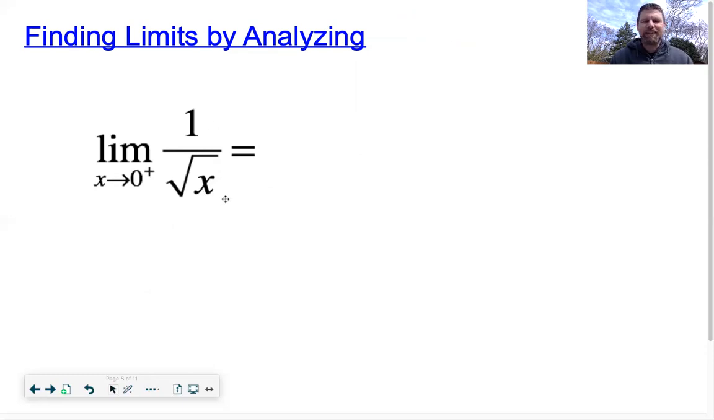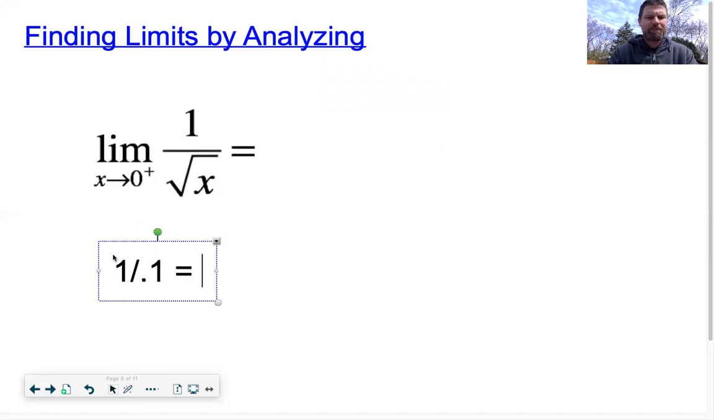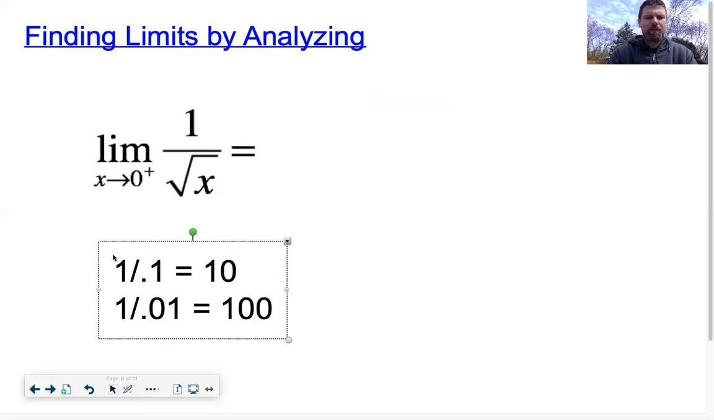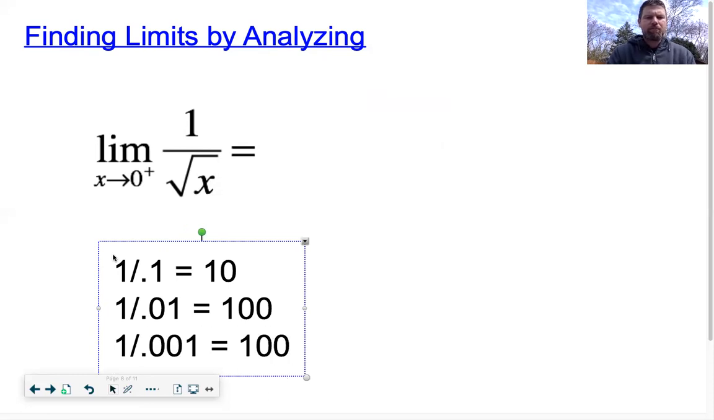But I can think my way through about what happens as this denominator gets closer and closer to 0. As I take 1 divided by something that's getting closer and closer to 0, I get a number that's getting bigger and bigger and bigger, like 1 divided by 0.1. That's equal to 10. 1 divided by 0.01. That's equal to 100. 1 divided by 0.001. That's equal to 1,000. The smaller and smaller that denominator gets, the bigger the end result of 1 divided by that number is.